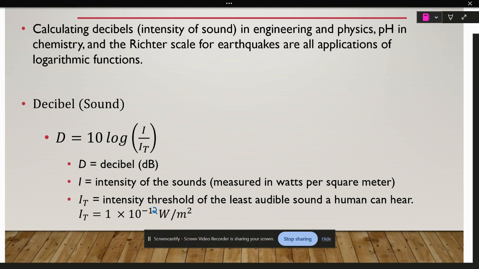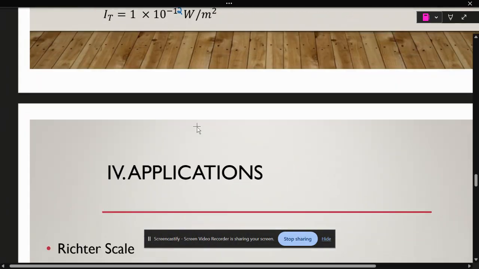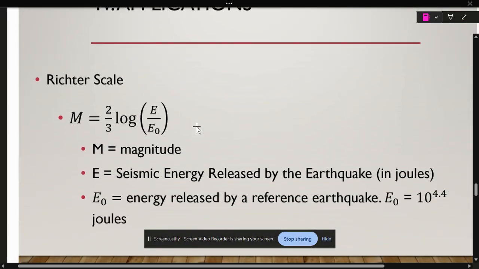If you take a look at that decibels formula, 10 log of I over I sub t, it tells you that I is intensity, I sub t is the intensity threshold, and that we also know that I sub t is 1 times 10 to the negative 12. This is usually used in the Richter scale, which calculates the magnitude of earthquakes.